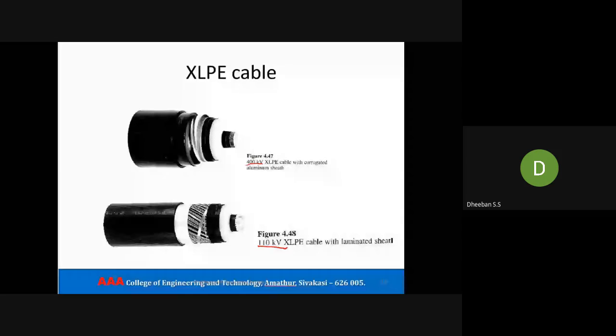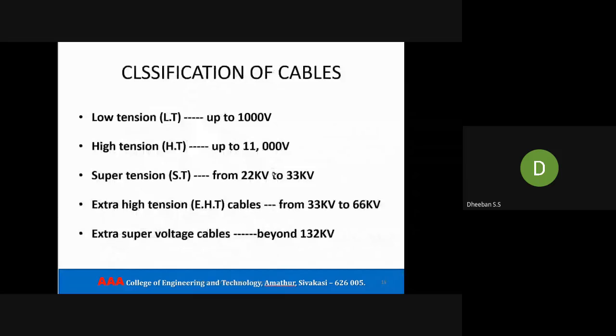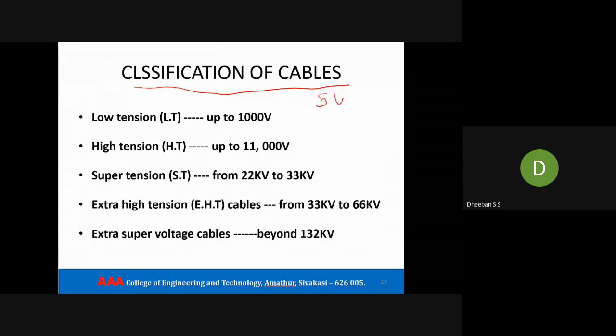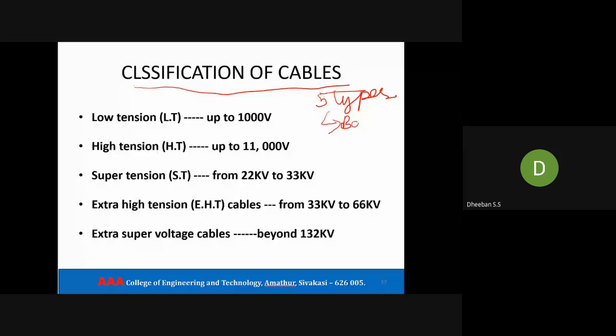So okay, next we will be dealing with your different classification of your cables. Okay, so this is with respect to your class. Five types. First, starting with the classification based on voltage.